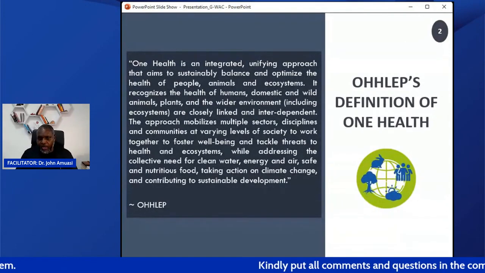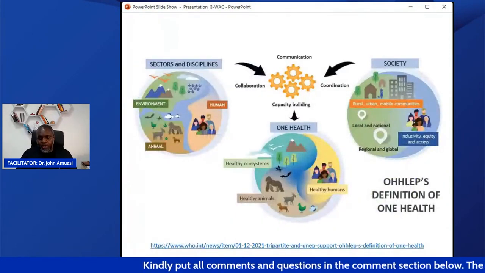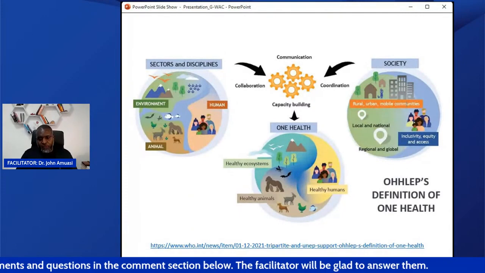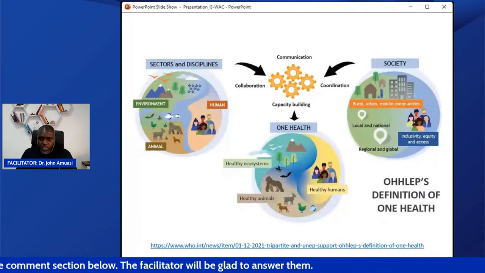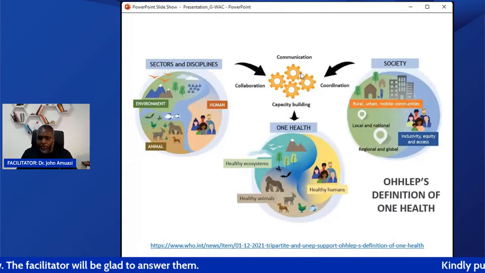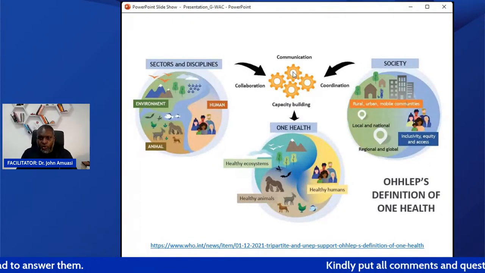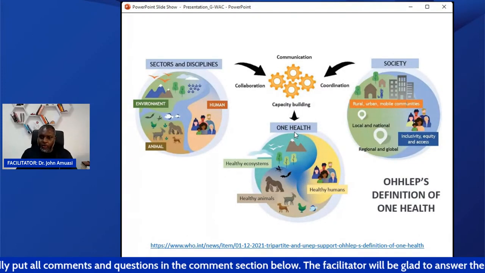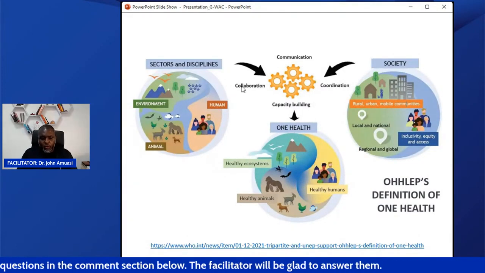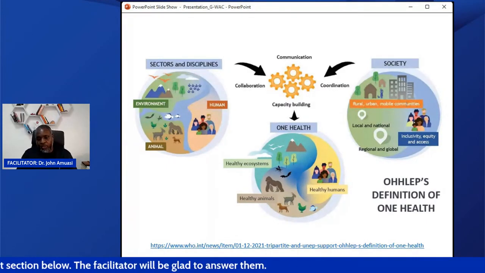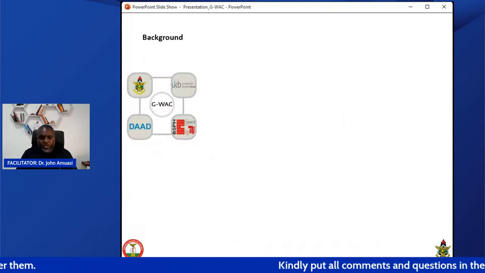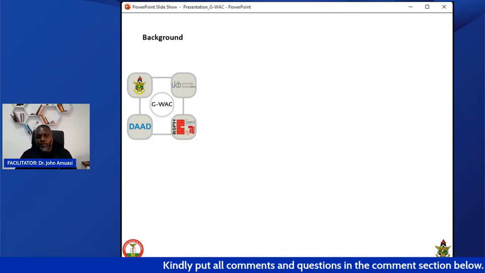So with that definition in mind, I just want to also show this schematic, which I showed on Monday. It's an illustration of this definition of One Health. And again, what you see as the key thing here is collaboration, and you also see coordination, and you see communication and capacity building to be able to do One Health. So intrinsically, collaboration is just an integral part of what one will do in global health, and more importantly, One Health, for that matter.